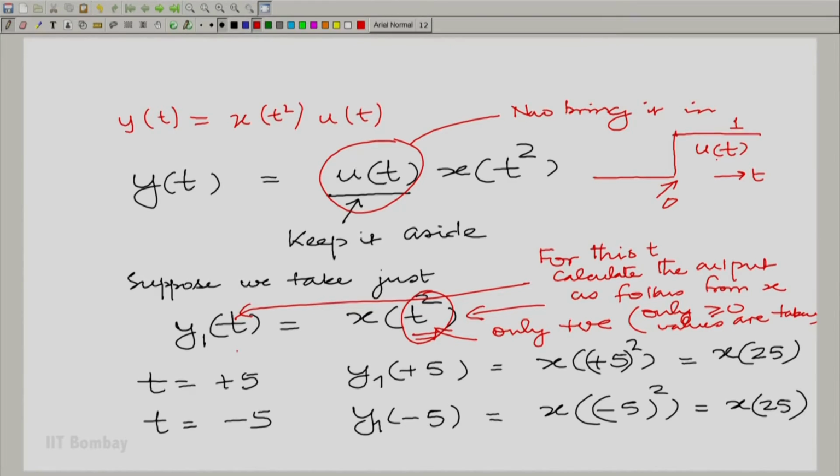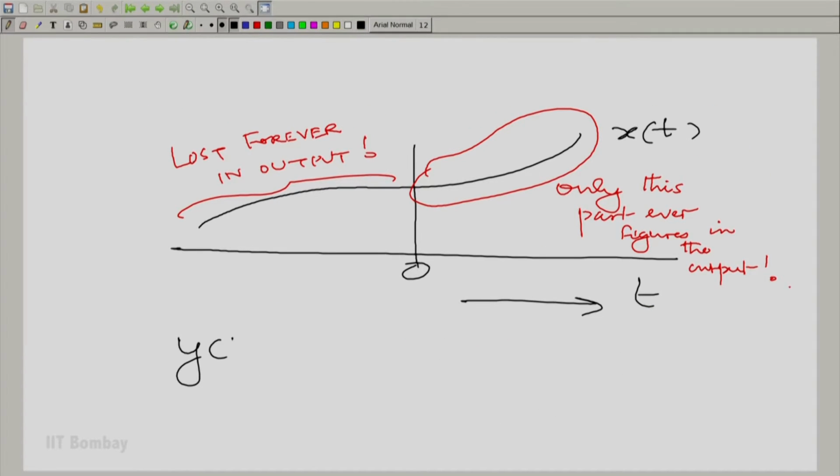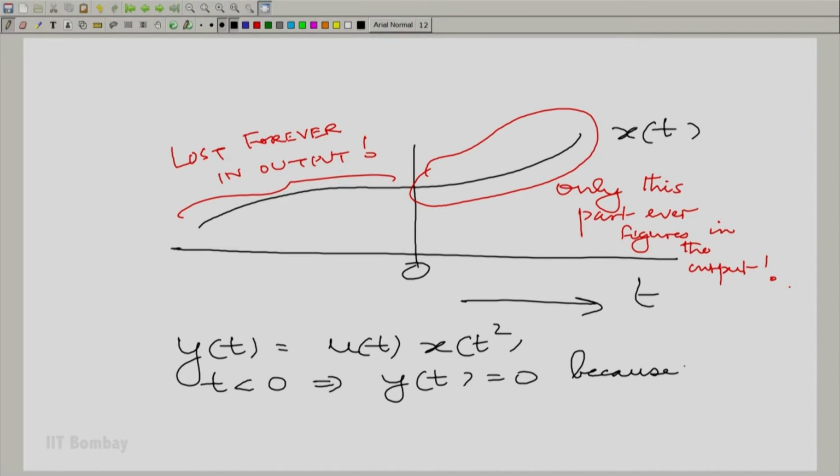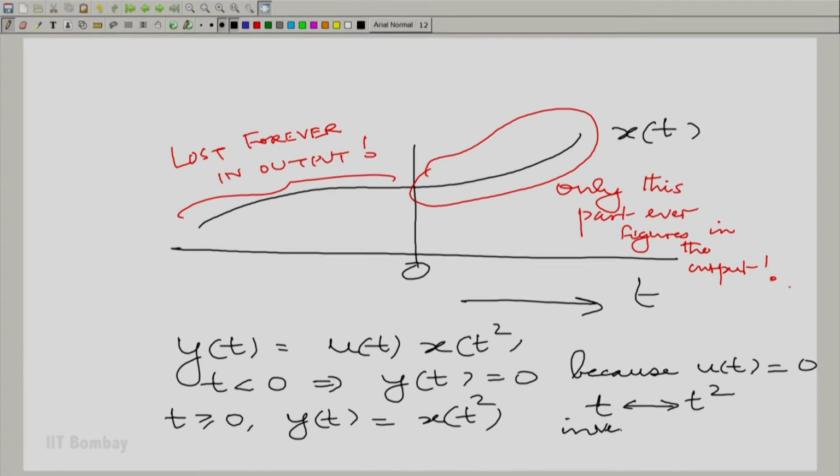So, now you are saying y(t) is u(t) times x(t squared), meaning the first thing you do is, whenever t is negative, y(t) is automatically 0 because u(t) is 0. And then when t is greater than or equal to 0, y(t) becomes essentially x of t squared, and t to t squared is an invertible mapping for t greater than or equal to 0. Is that right? You see, there is a 1-to-1 mapping. As long as t is non-negative, the mapping is 1-to-1.